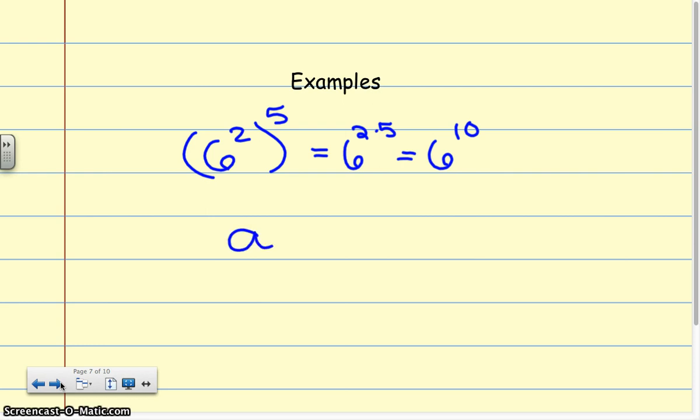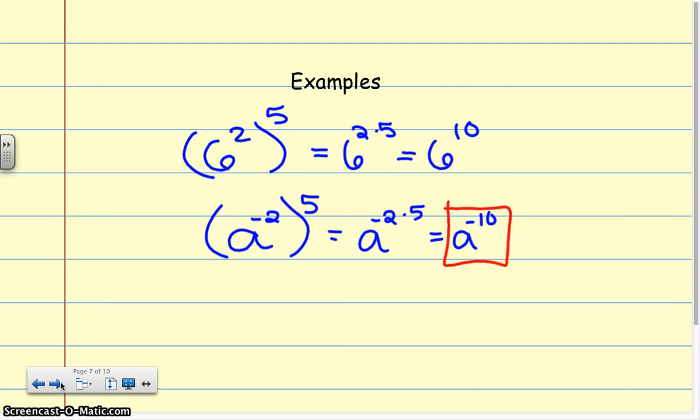If I had a to the negative 2 times 5, now we're going to be combining. That lovely word scaffolding, I'm scaffolding from your previous knowledge. This turns into a to the negative 2 times 5, a to the negative 10. I am not simplifying. This then, we don't want a negative exponent, so we put that on the bottom. This is 1 over a to the 10.